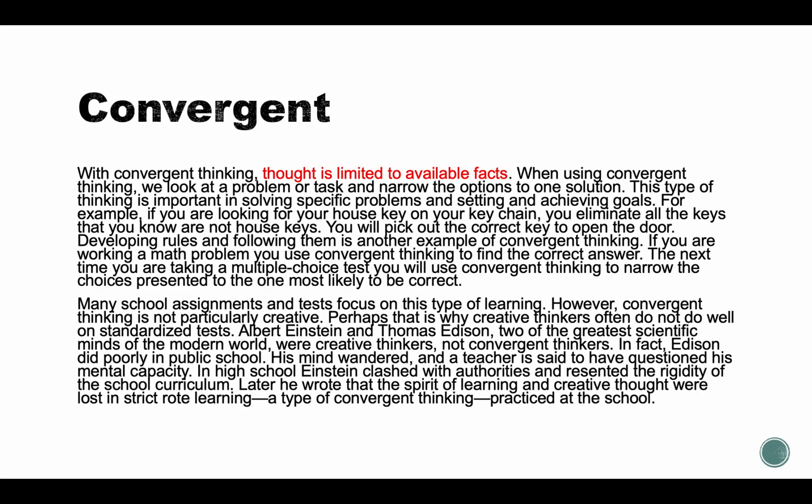All right, so convergent thinking. With convergent thinking, thought is limited to available facts. When using convergent thinking, we look at a problem or task and narrow the options to one solution. This type of thinking is important in solving specific problems and setting and achieving goals. For example, if you're looking for your house key on your keychain, you eliminate all the keys that you know are not the house key. When you pick out the correct key to open the door, you're developing rules and following them, and this is an example of convergent thinking.